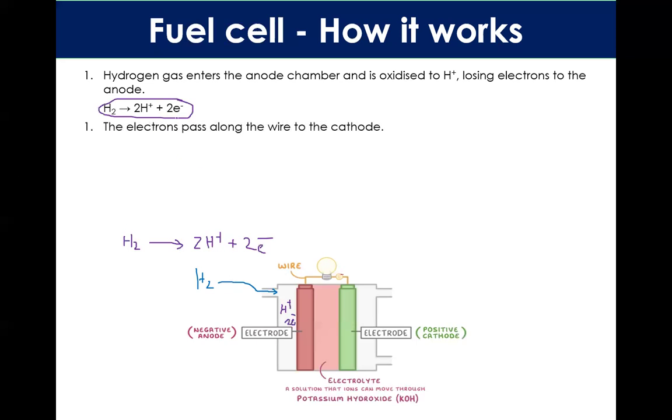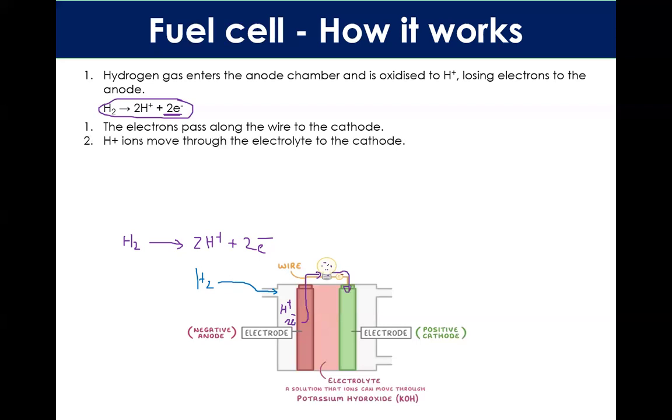The electrons that are formed pass along the wire to the cathode. So the electrons which are released will pass along this wire, light up this bulb, and then move all the way to the cathodic compartment, so to the cathode.